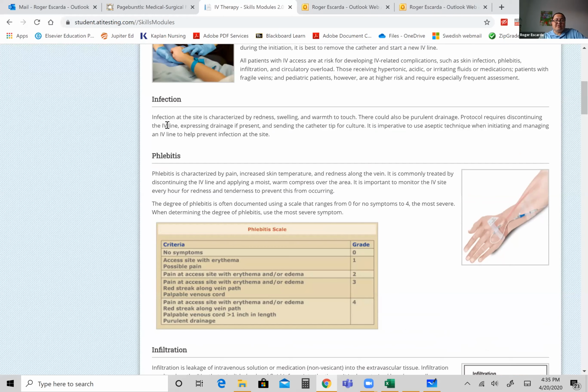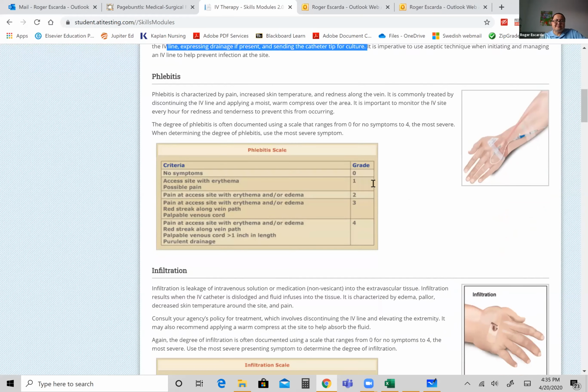So if you have these signs present, especially if there's pus present, then save the tip. Okay, just the tip, not the entire catheter and the tubing. Just the tip of the catheter is what you put in a sterile specimen container.